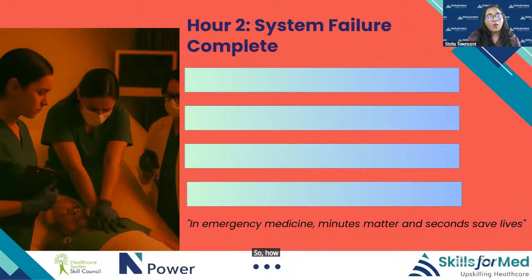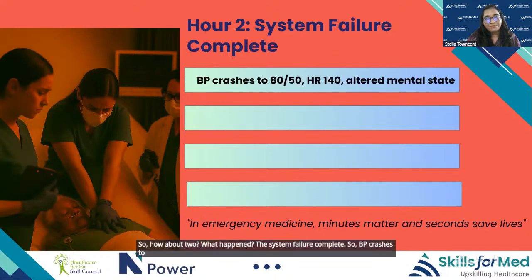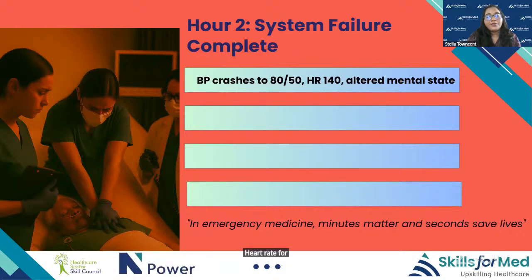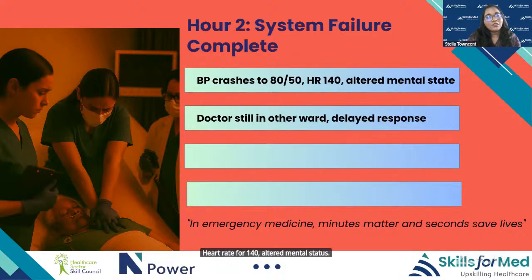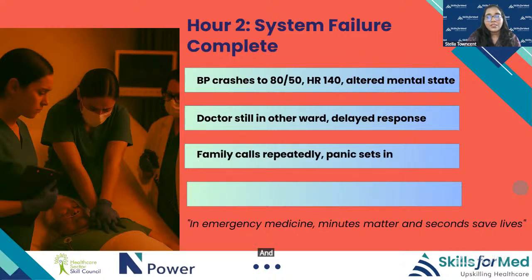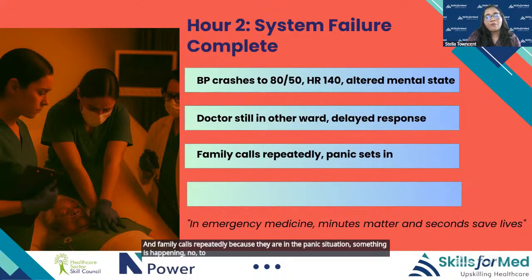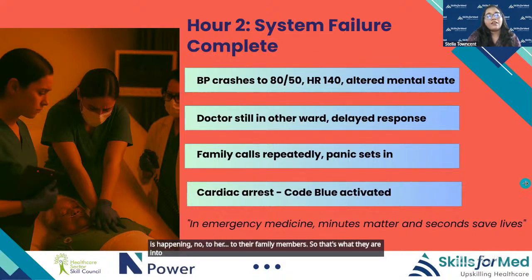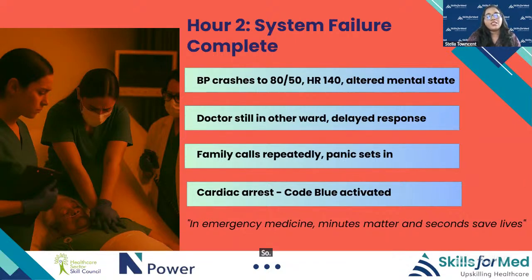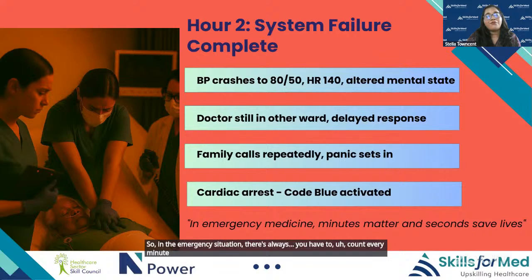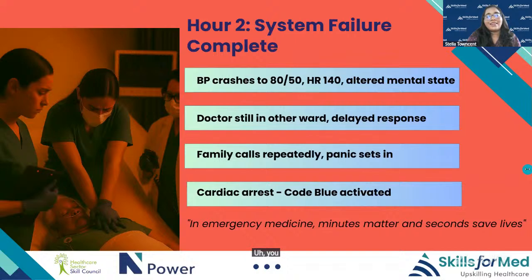So in hour 2, what happened? Complete system failure. BP crashed to 80/50, heart rate 140, altered mental status, the doctor still in rounds, delayed response, and the family calling repeatedly because they were in a panic, sensing something was happening to their family member. The patient ended up in cardiac arrest, and code blue was activated. In an emergency situation, you have to count every minute and act fast in order to prevent the patient from a deadly situation.